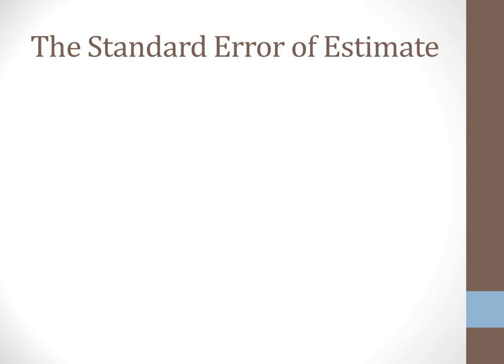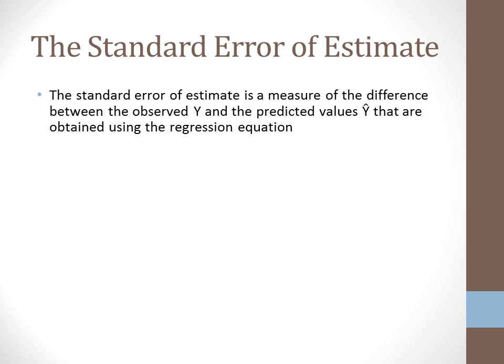To measure the precision of the regression equation, it is customary to compute the standard error of estimate. The standard error of estimate gives a measure of the standard distance between the regression line and the actual data points. In other words, the standard error of estimate is a measure of the distances between the observed sample Y values and the predicted values, Y hat, that are obtained using the regression equation.